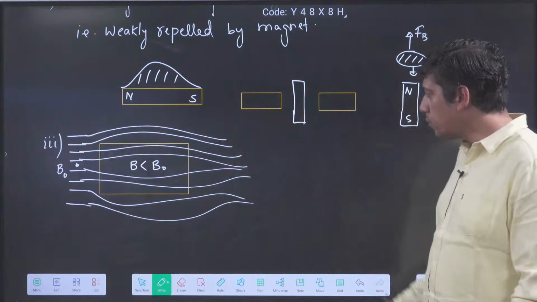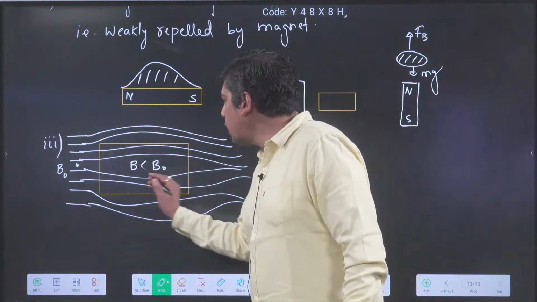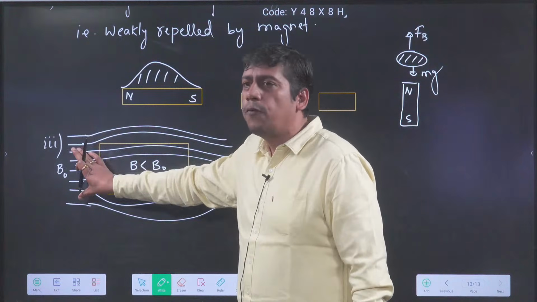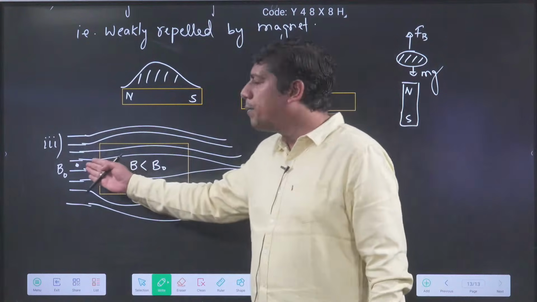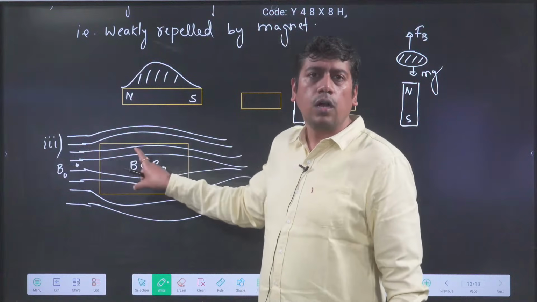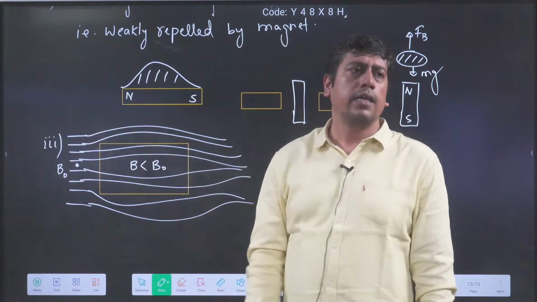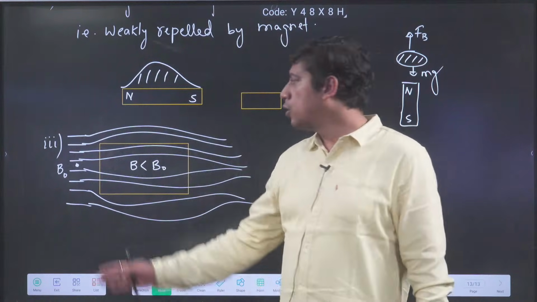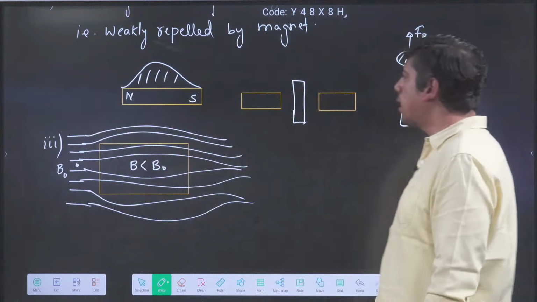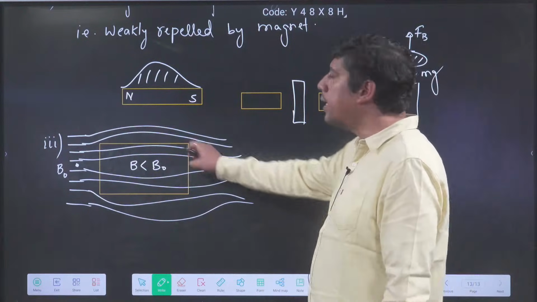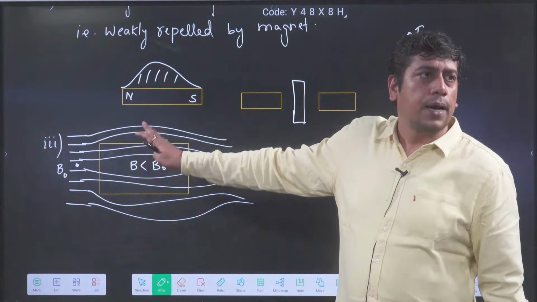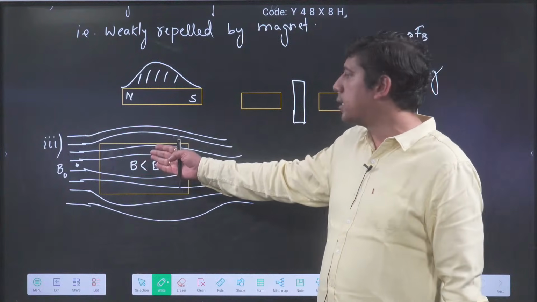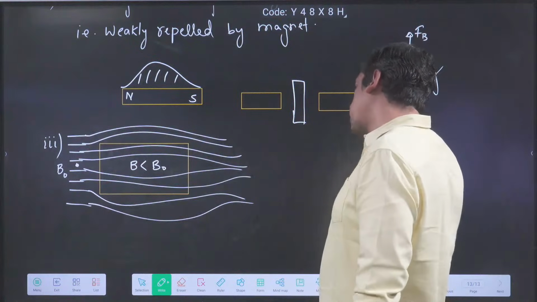Then, here field is B naught, here field is less than B naught. So here the number of field lines should be more, here the number of field lines should be less. It's common sense, hai na? Where high magnetic field, the density should be more. Low magnetic field, density should be less. Okay? So here it is B naught, here it is less than B naught. That's why it is giving an illusion, giving a feeling that the magnetic field lines have been repelled. It's just common physics, right? Chalo, next.